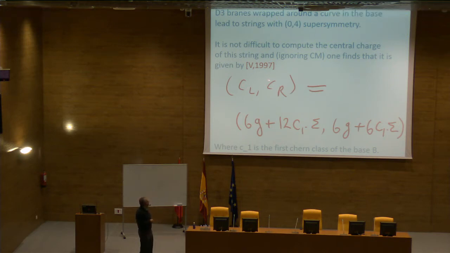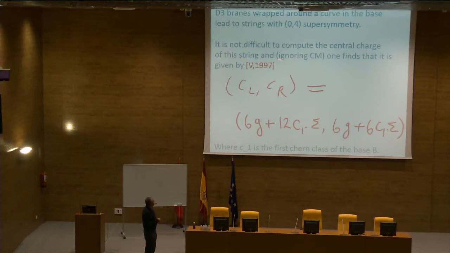And you can study the corresponding string, in this case a string that has (0,4) supersymmetry. And you can compute the central charge. It depends on the genus of the curve and also the first Chern class of the bundle times the class of the curve that you're wrapping, giving some left and right central charges that you can compute.